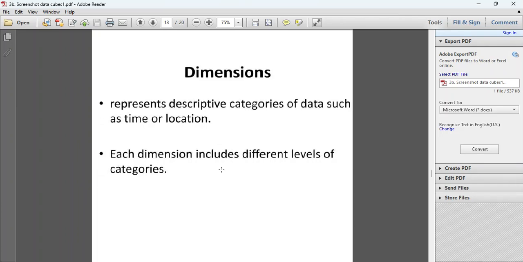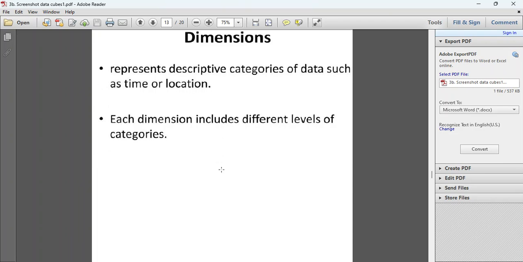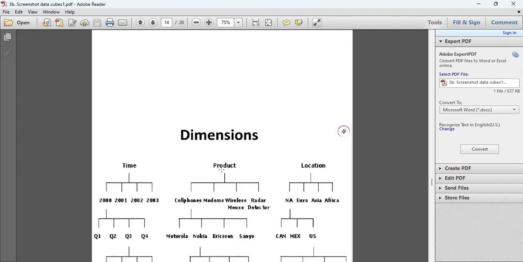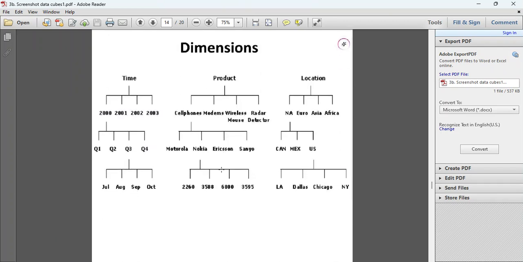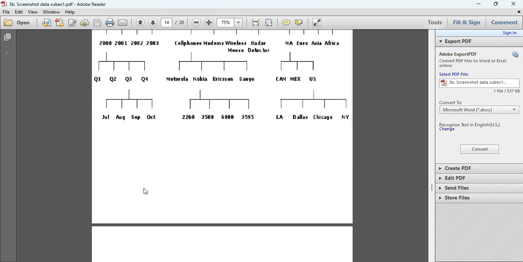Whereas dimensions contain which kind of data? Already we saw descriptive kind of data, and each dimension includes different levels of categories. So we can derive dimension tables like this. In the time dimension we have 2000, 2001, 2002, 2003, and we subdivide into Q1, Q2, Q3, Q4, and further we can divide into July, August, September, and October. This is the structure of the dimension table.